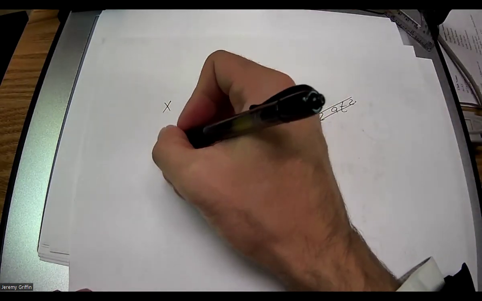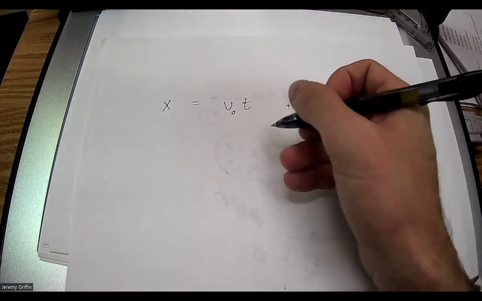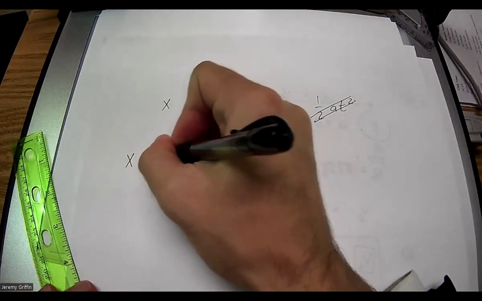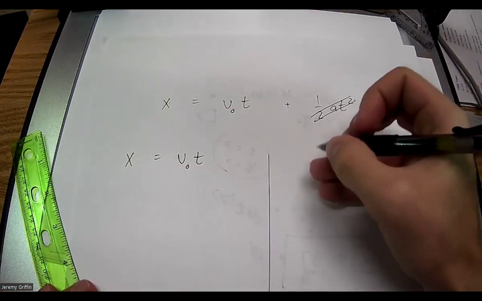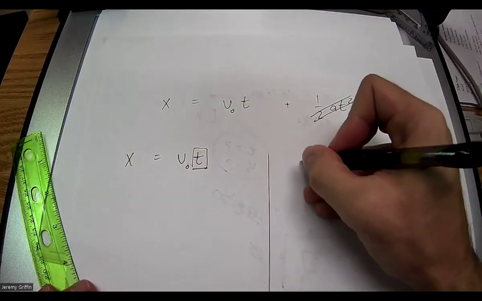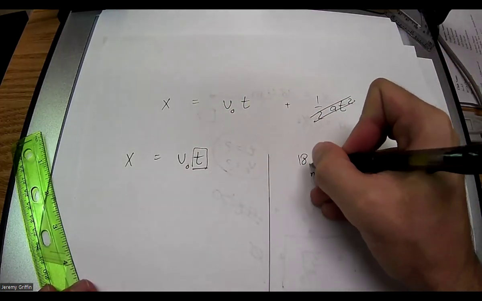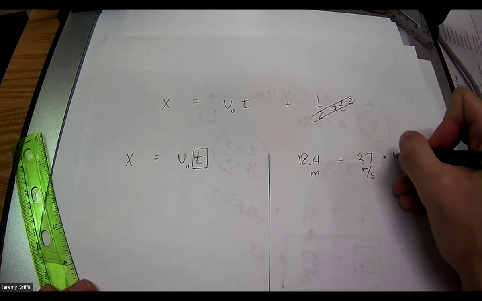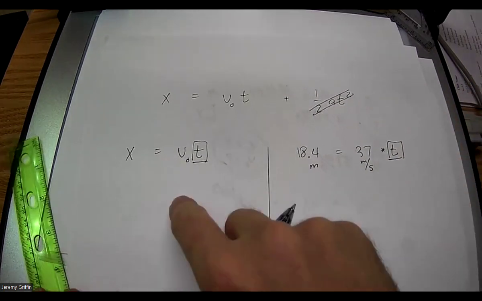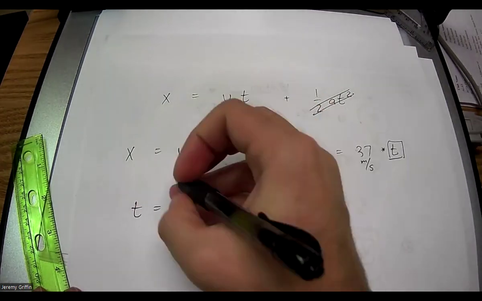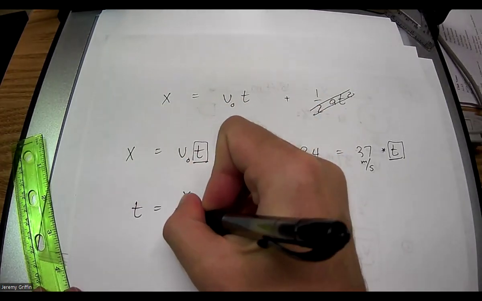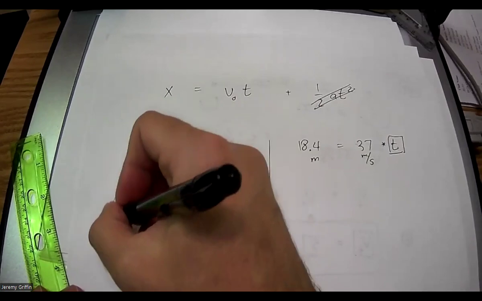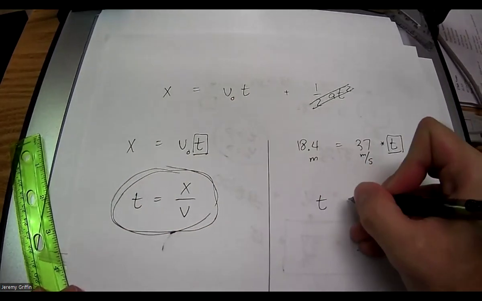For 0 acceleration. Okay, I'm going to get a little fancy and split my paper. x equals v naught t. I could solve it in terms of variables, or I could plug the numbers in first. 18.4 meters equals 37 meters per second multiplied by how much time. In terms of variables, all I have to do is divide down the speed. Actually, you could drop the subscript naught. In terms of numbers, it's the same story, just with the numbers plugged in.